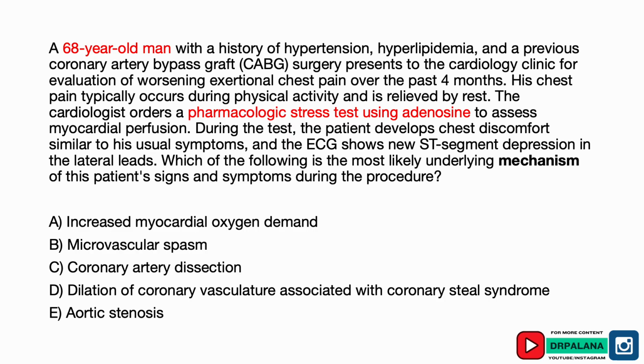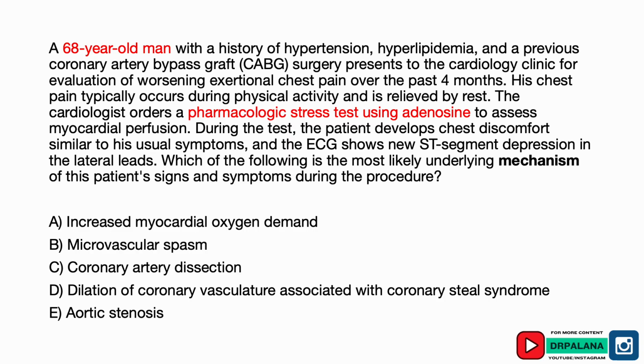Which of the following is the most likely underlying mechanism of this patient's signs and symptoms during the procedure? A. Increased myocardial oxygen demand. B. Microvascular spasm. C. Coronary artery dissection. D. Dilation of coronary vasculature associated with coronary steal syndrome. Or E. Aortic stenosis. The correct answer is D. Dilation of the coronary vasculature associated with coronary steal syndrome.